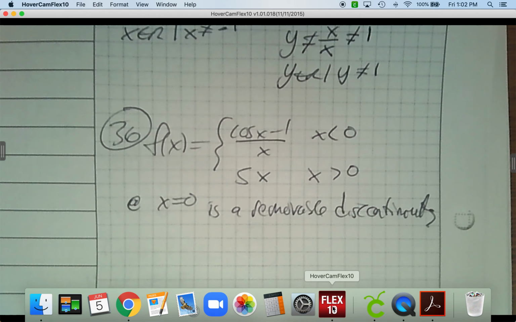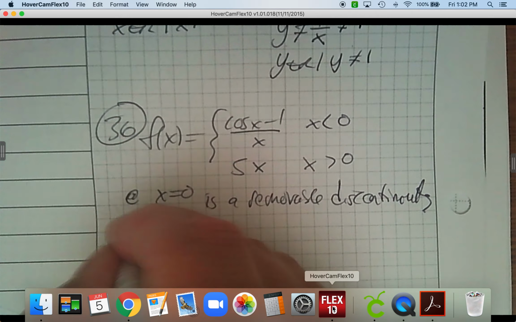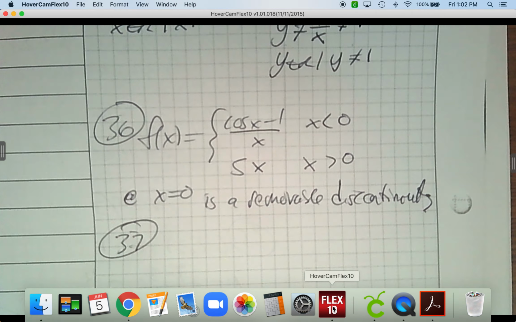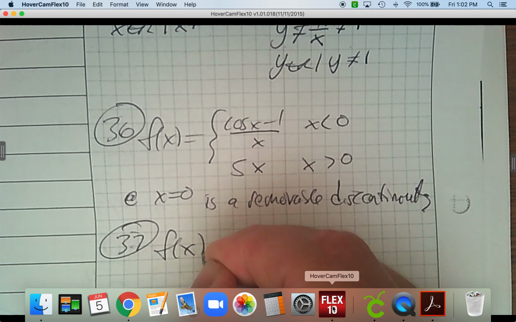Now, if there was a jump there, it'd still be a discontinuity, but it would be non-removable because the limit doesn't exist. But because the limit exists, it is removable. 37. Again, I'm going to use the calculator.